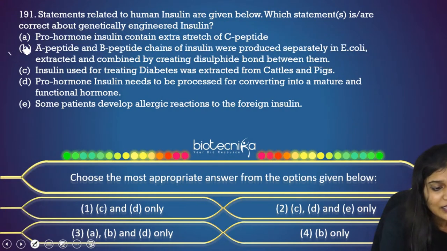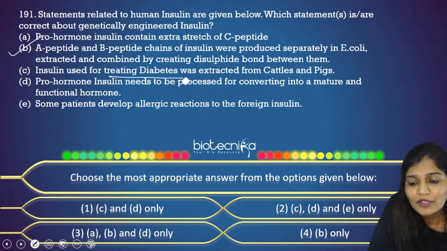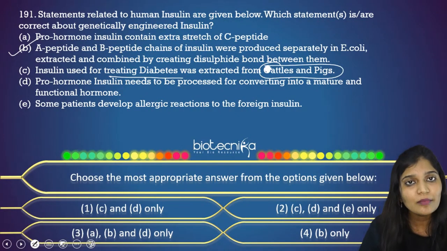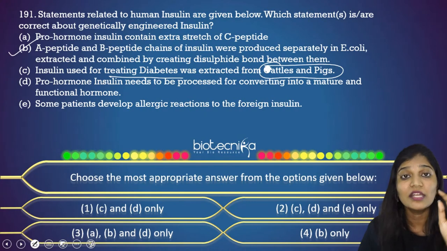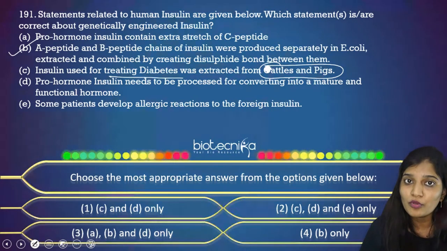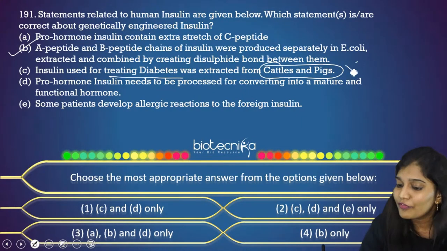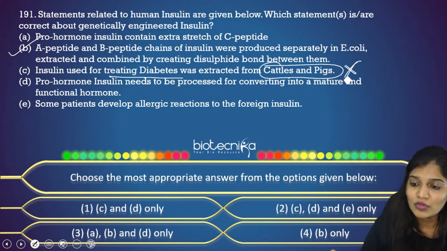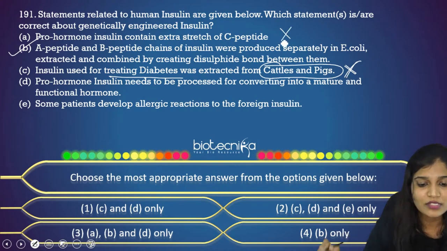The third one is insulin used for treating diabetes was extracted from cattle and pigs. No. If you're going to give insulin produced from cattle and pigs, it is going to cause an allergic reaction. So that is the purpose. We actually produce it from the E. coli. So functional genetically engineered insulin will not be produced from cattle and pig. So this is also a wrong statement. First is also a wrong statement.